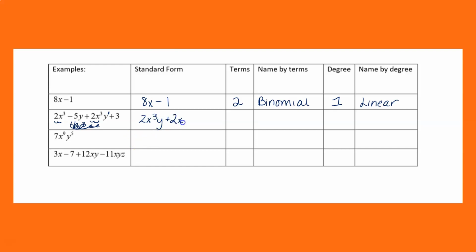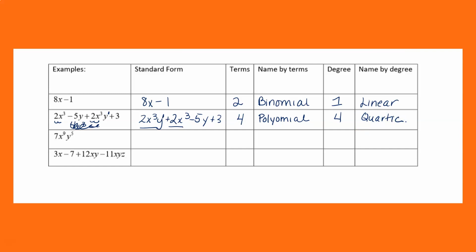Then we have 2x cubed. Then we have x and another term, and this has a degree of 3. So there are 1, 2, 3, 4 terms, and it is a polynomial if you classify by terms. The highest degree is 4 because I have 3, and one more is 4. So that makes this, if you classify it by degree, quartic.